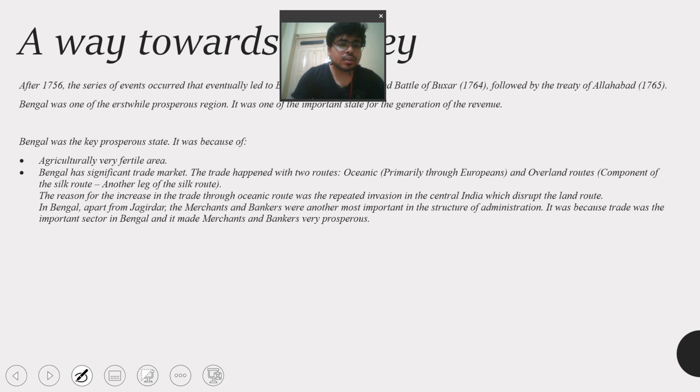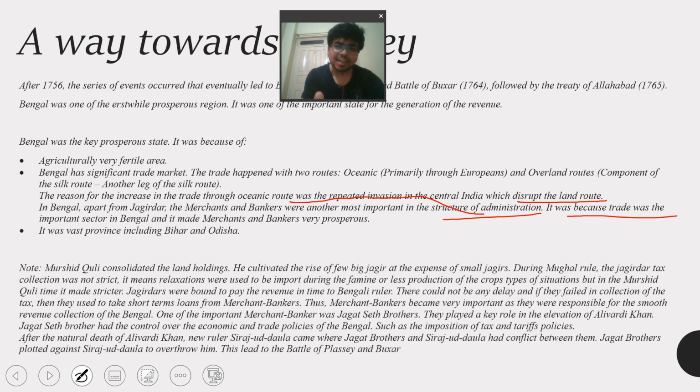The reason for the increase of trade through the oceanic route was the repeated invasions in the central area, which disrupted the land route. In Bengal, apart from the Jagirdars, the merchants and the bankers were another important part of the administrative structure, because trade was an important sector in Bengal, and it made the merchants and bankers very prosperous. How? We'll see that here, though I've already explained it.